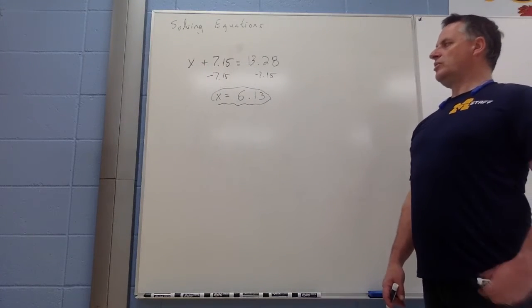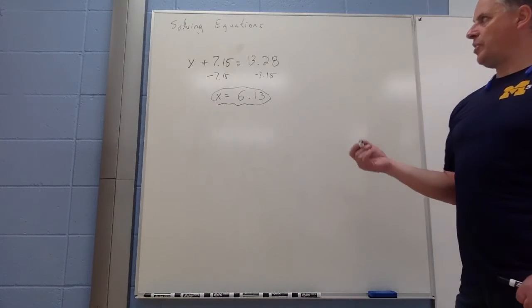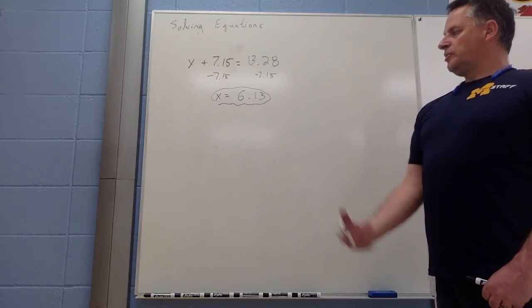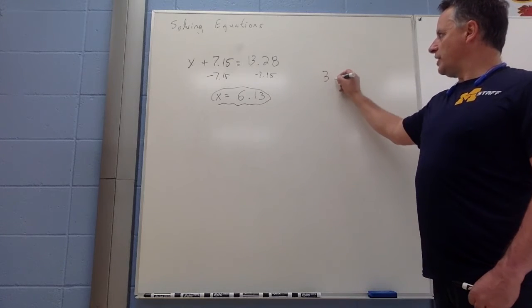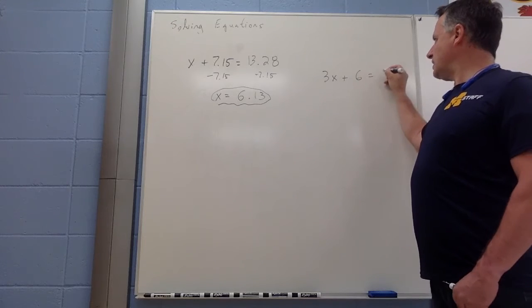Another situation where it's nice to rearrange is when we have multiple steps. So for something like 3x plus 6 is equal to 9.